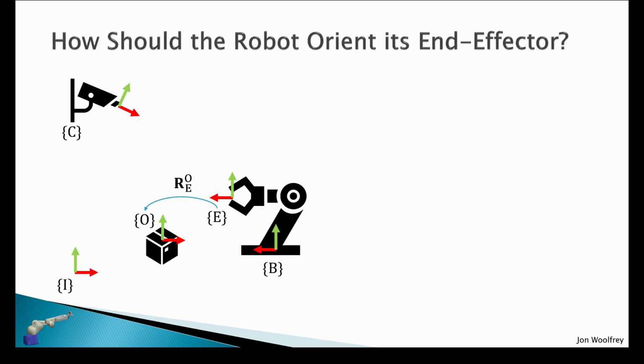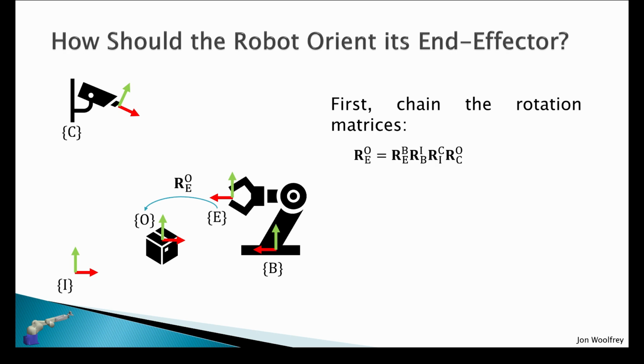So we return to this problem of how the robot should orient its end effector. First we want to chain the relevant rotation matrices. We want to get the rotation from the end effector to the object, and we chain them like so. We have the rotation from end effector to the base, the rotation from the base to the inertial frame, rotation from inertial frame to the camera frame, and rotation from the camera frame to the object. And notice that I've written it so that the diagonal elements will line up and cancel out, and we're left with rotation from end effector to object.